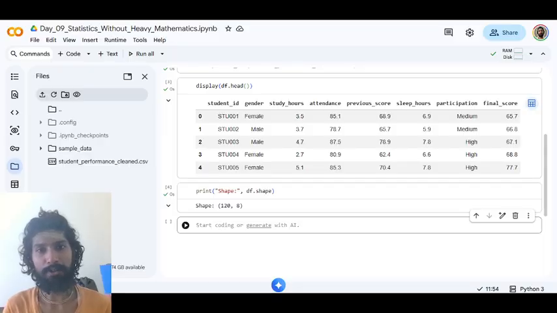Our first major idea is called center. Center describes a typical or central value in a dataset. The three common measures of center are mean, median, and mode. Let us understand them using a small list. Create this list.